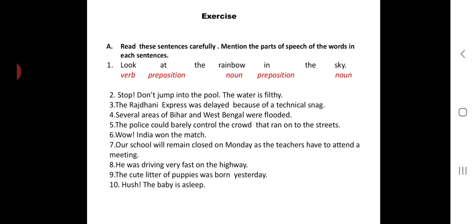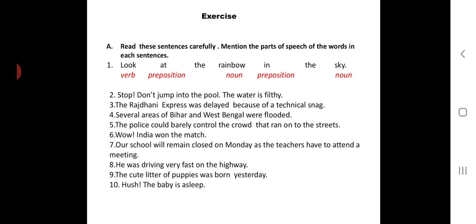Now let's move on to the third sentence. The Rajdhani Express was delayed because of a technical snag. In this sentence, the nouns are Rajdhani Express and snag, right? And what are the verbs? Was delayed. This is the verb, right? Then technical is an adjective and because of is a preposition.